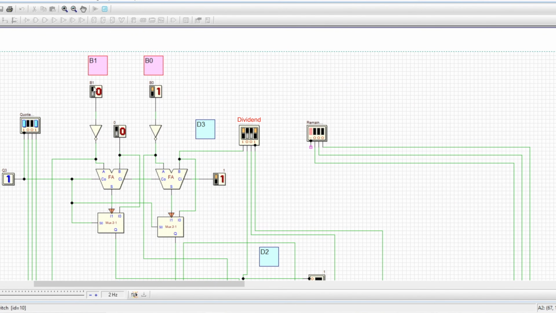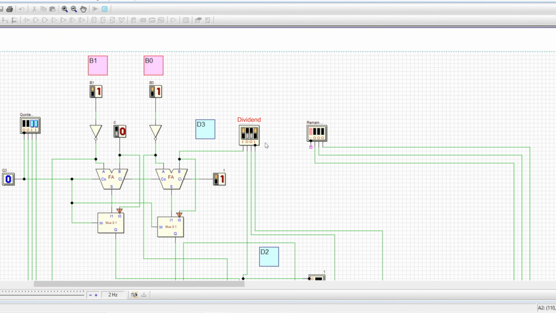Now let me make this divisor equal to 1 1. Now our divisor is equal to 1 1, while the dividend is still equal to 1 0 0 1. As you can see, now the quotient is equal to 1 1, while the remainder is still equal to 0. So in this way we are getting the correct result.